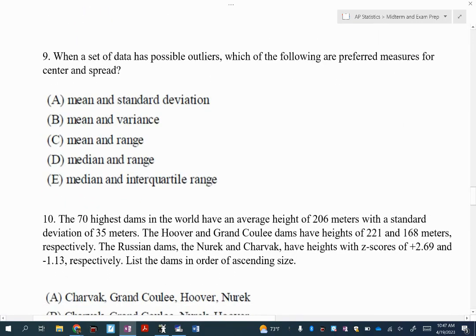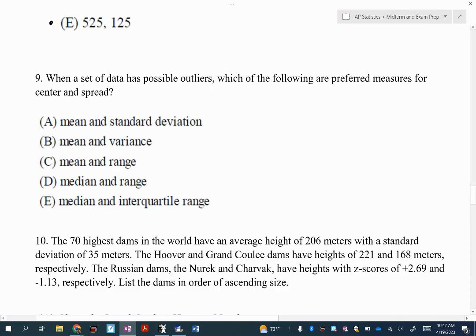All right, so number 9, when a set of data has possible outliers, so telling you that there are potentially some outliers going on, which of the following are preferred measures for center and spread? I tried to kind of go over this a little bit on Monday, all right? But this whole idea of when you pick, the median and the IQR should be linked. They're together, and the mean and the standard deviation should be linked or together. When you see outliers or possible outliers, what are they going to have an effect on? You want me to draw a sketch? You said it right, Luis.